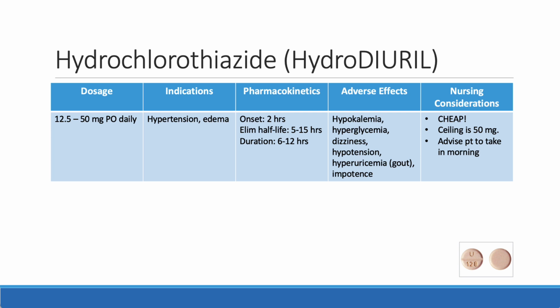The duration of action is somewhere around 6 to 12 hours, and adverse effects include blood pressure that's too low. Again, gout from hyperuricemia can happen. It can make the potassium level too low. It can make the glucose level too high. Pretty much the same exact things that can happen with loop diuretics, right?